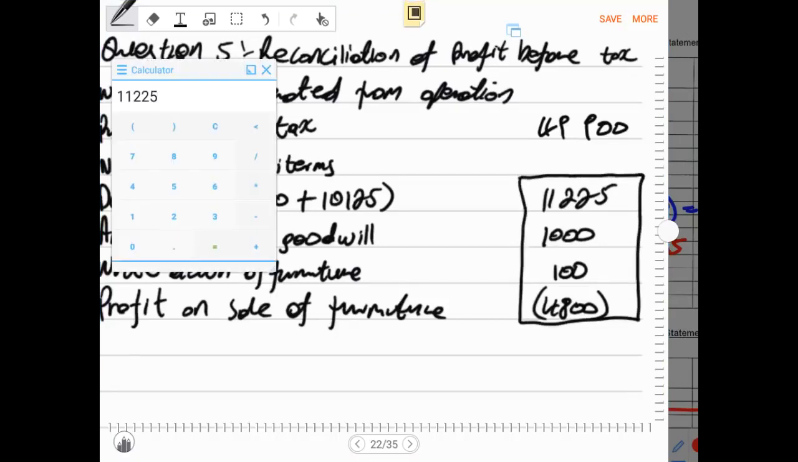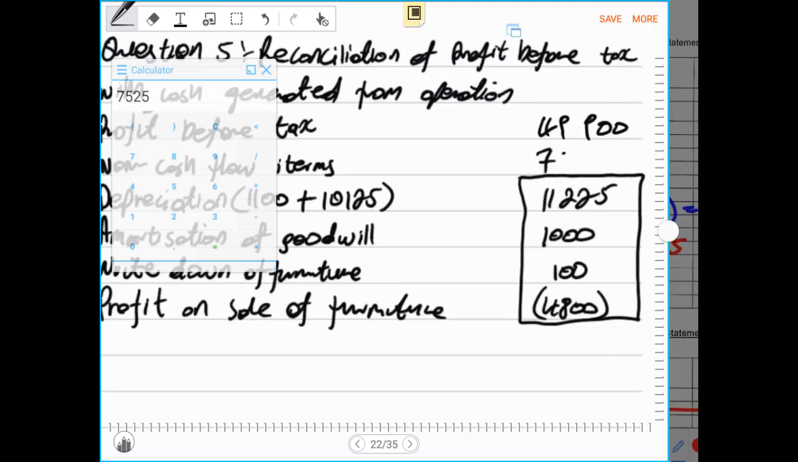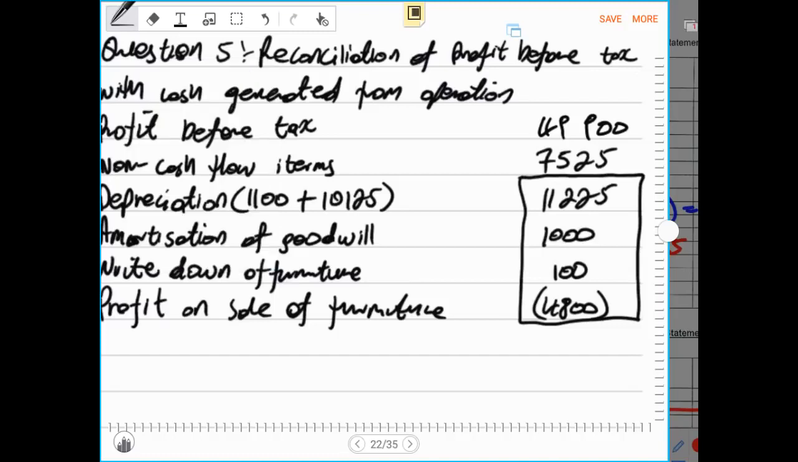Therefore, now we start with the depreciation of 11,225 plus 1,000 rand plus 100 minus 4,800, and this will give us a total of 7,525 rands. And take note, this amount is positive. Signs when it comes to cash flow, they are very crucial.